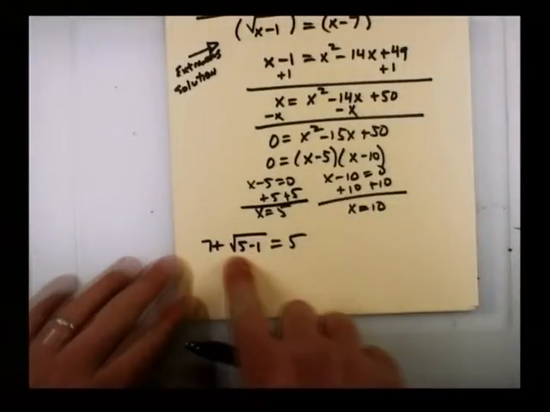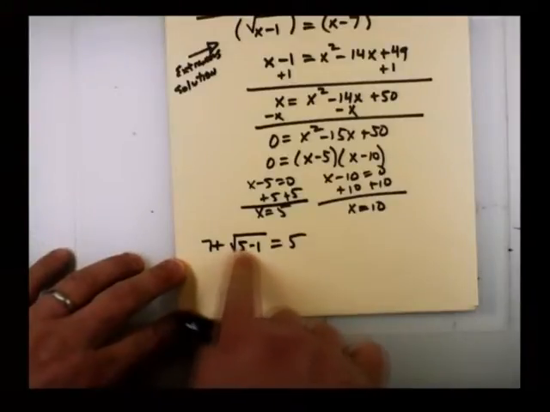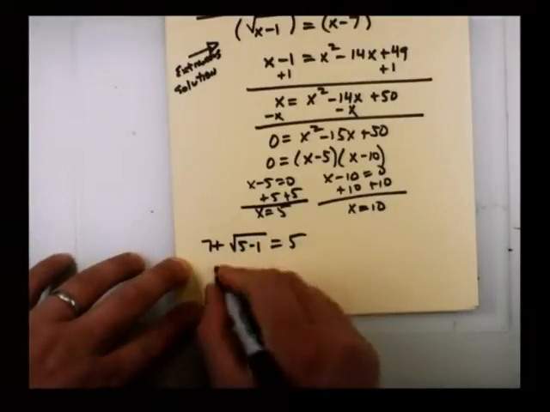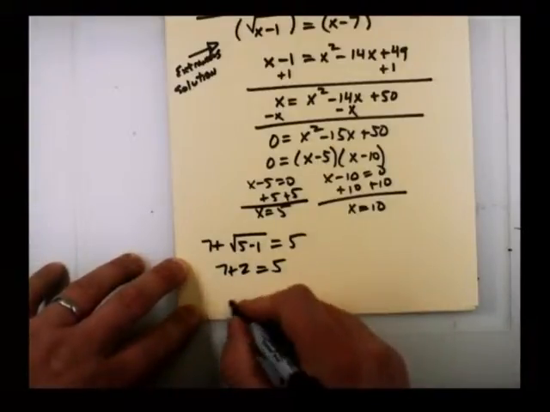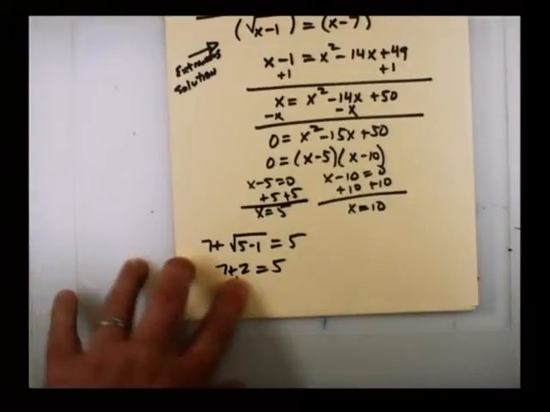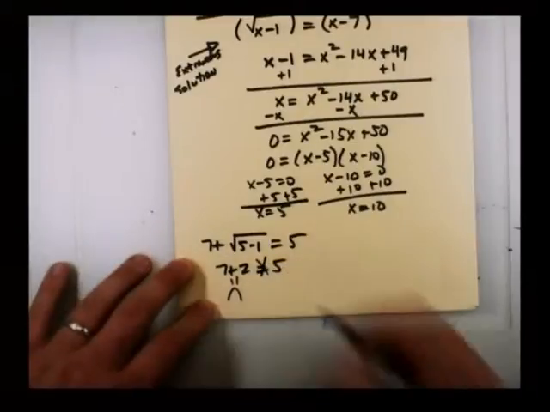Let's simplify this out. 5 minus 1 is 4, square root of 4 is 2. Is 7 plus 2 equal to 5? Well, hopefully not where you're from. 7 plus 2 is not equal to 5. We don't have a solution.